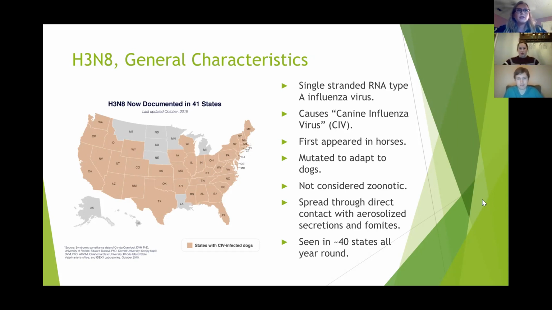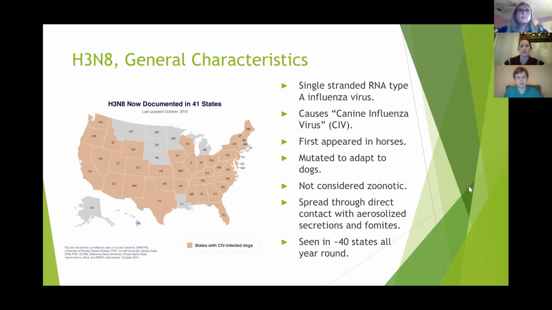It's spread through direct contact with aerosolized respiratory secretions from infected dogs and also contaminated fomites, which would be a cage, people, etc. Its incubation period is 2 to 5 days, and it sheds the virus for 7 to 10 days after the first sign of symptoms. It's a highly contagious disease from dog to dog. Morbidity rates are high, but mortality rates appear low.